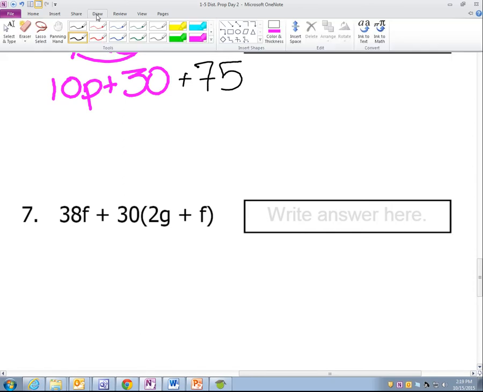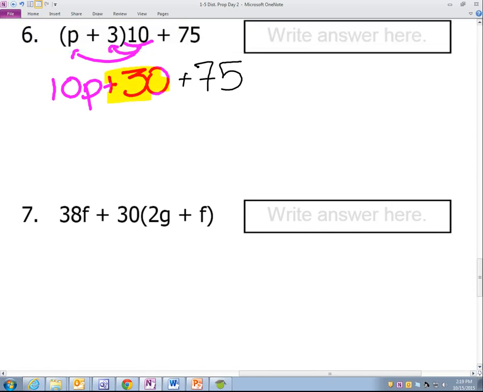I have some like terms here. I have the plus 30, and I have the plus 75. That just comes out to be 10p plus 105.